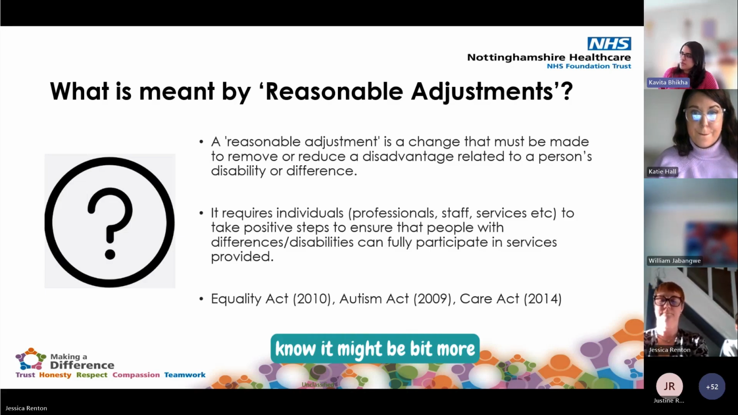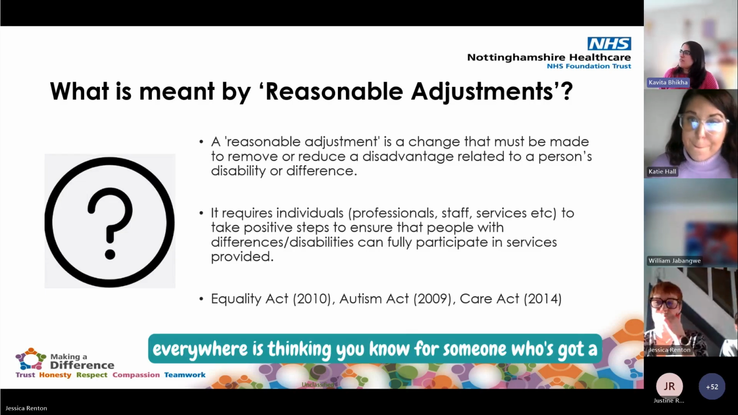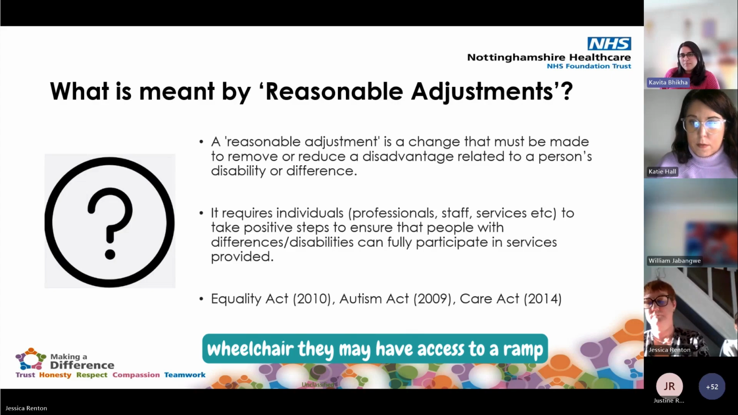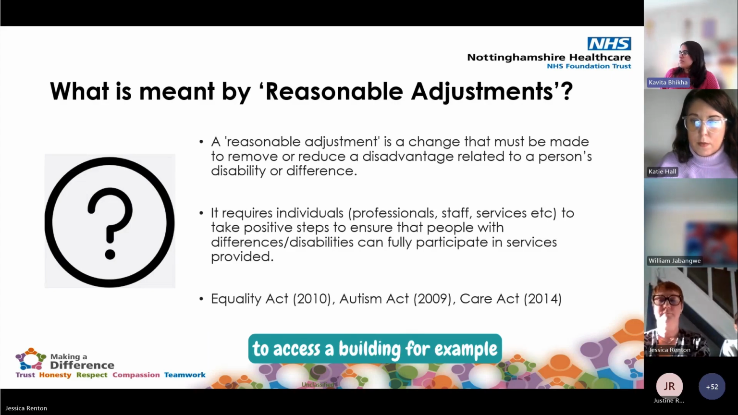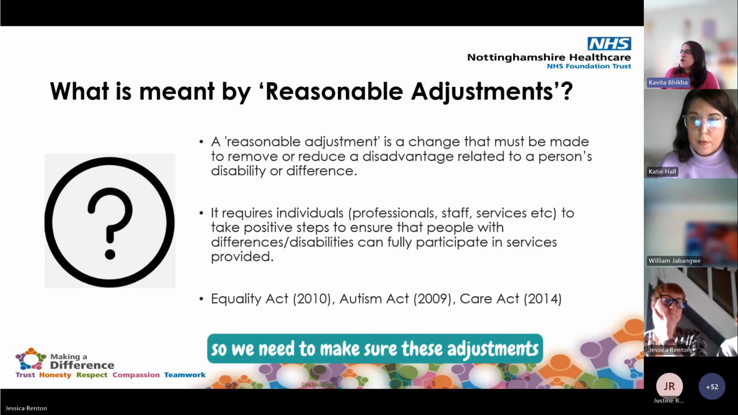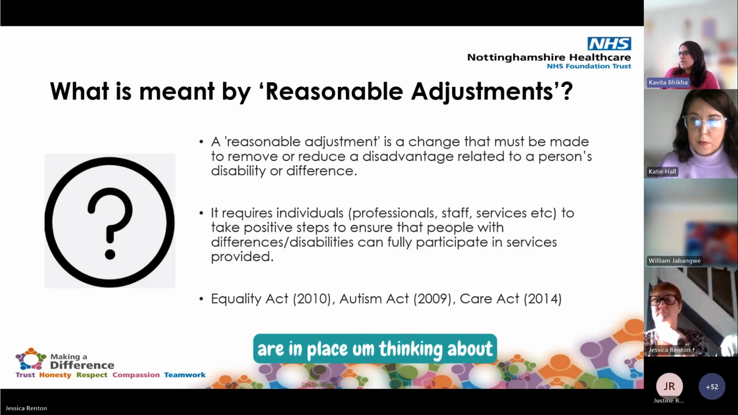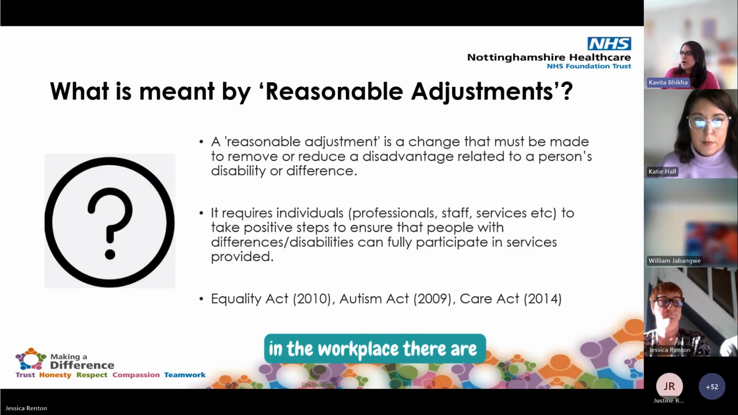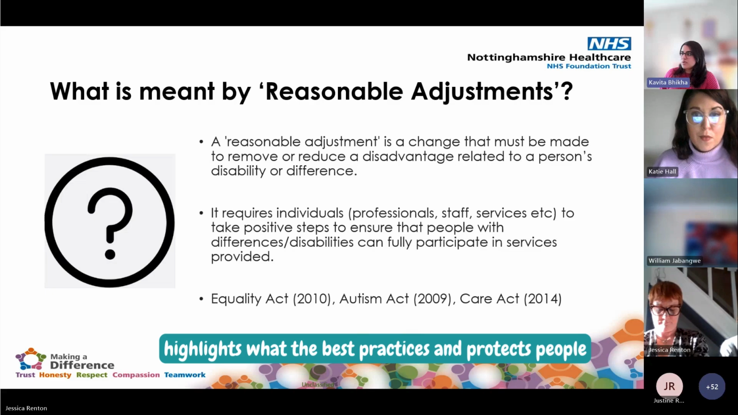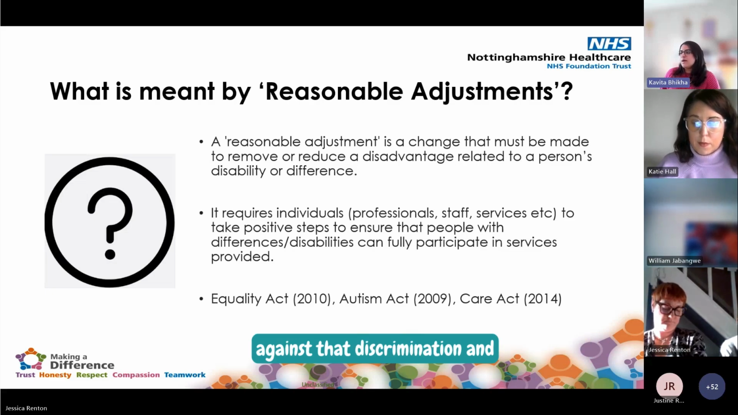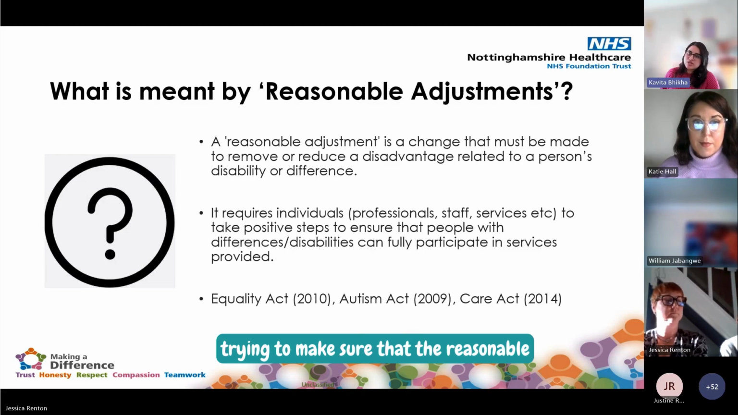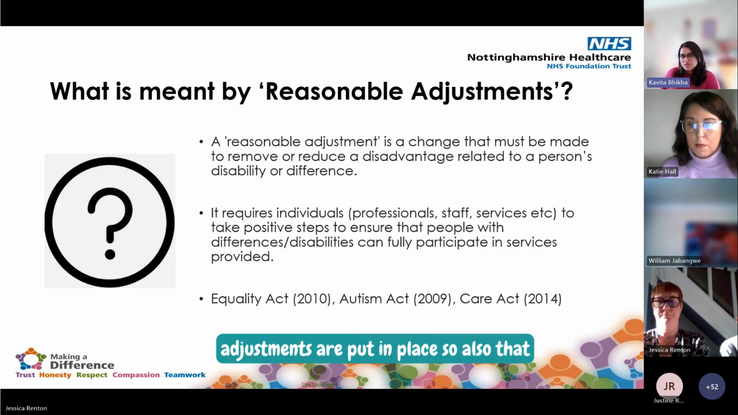It might be a bit more mainstream, but still not everywhere. Thinking about someone who uses a wheelchair, they may need a ramp to access a building, for example, or an accessible toilet. So we need to make sure these adjustments are in place. Thinking about interviews, for example, or the workplace, there is legislation that highlights what the best practice is and protects people against discrimination, and tries to make sure that the reasonable adjustments are put in place.